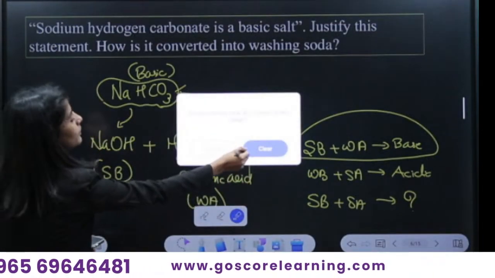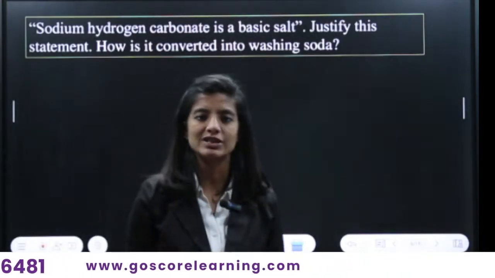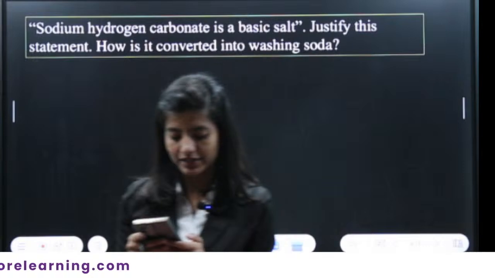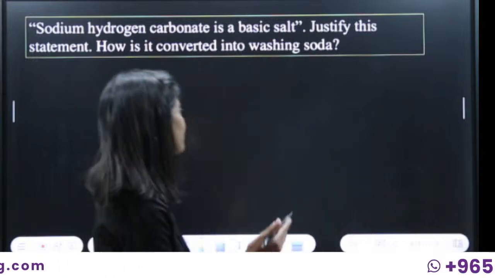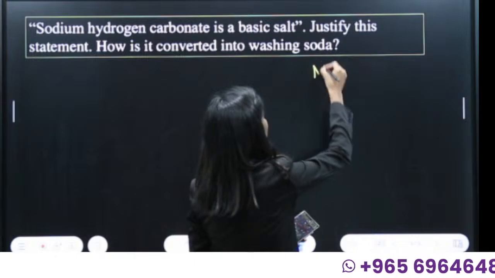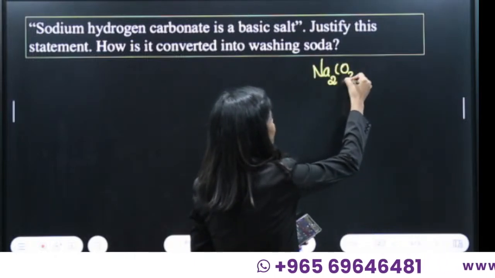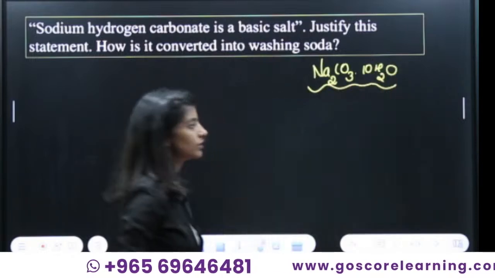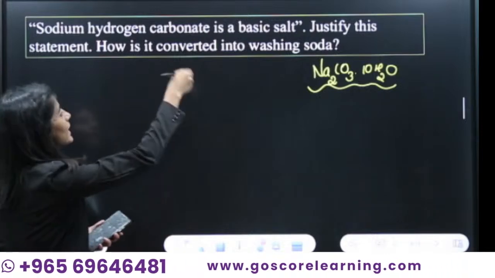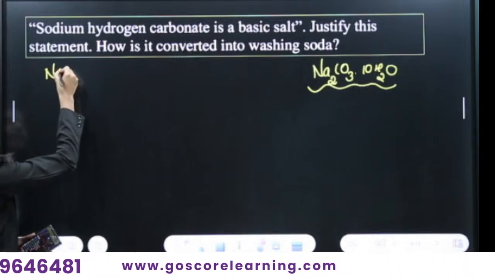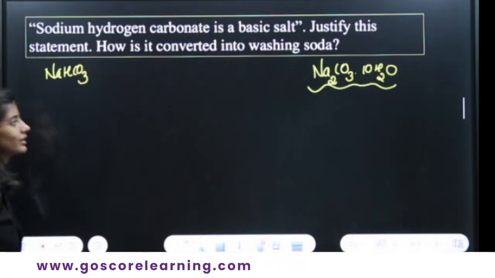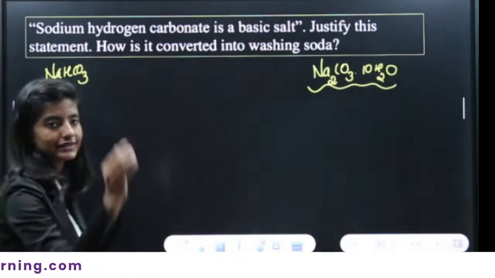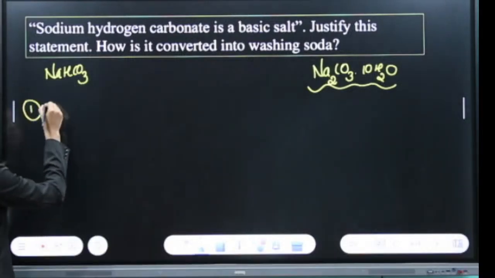Now, for that, you should know the formula for washing soda. Can anyone let me know the formula for washing soda? Definitely, washing soda is nothing but Na2CO3 10H2O. Okay, this is the formula that you can give for washing soda. Now, from NaHCO3 you have to get Na2CO3 10H2O. For that, we have to do a couple of reactions, in which the first step is thermal decomposition.